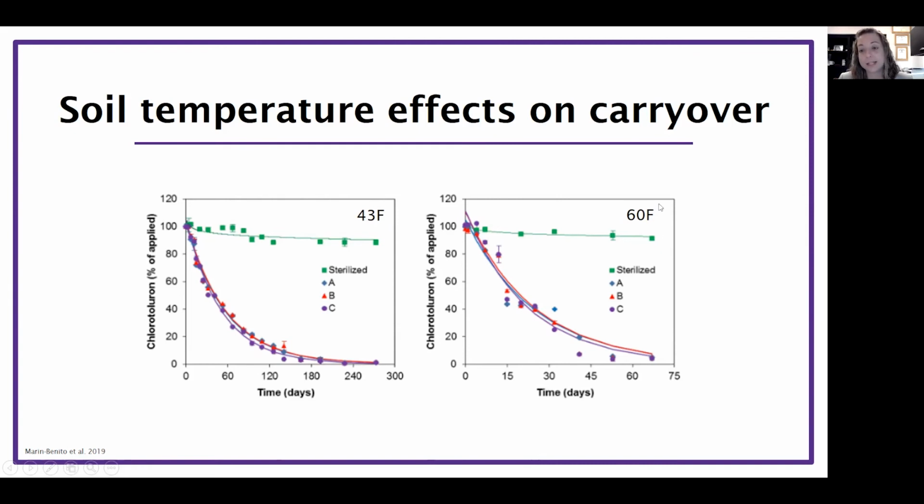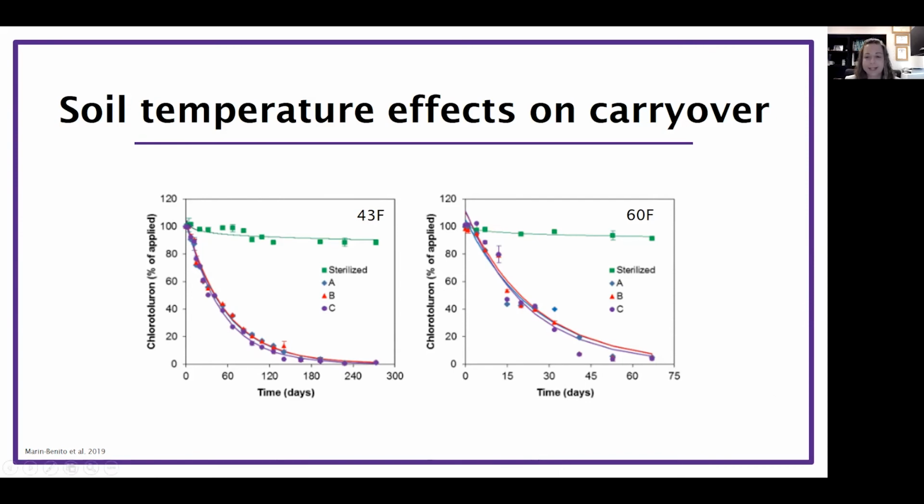But I'll say here at the outset that 60 degrees Fahrenheit really isn't the ideal temperature for most soil microorganisms. We'd want to see another 15 or 20 degrees added to that, to hit about 75 or 80, when we really think about that peak temperature for activity for a lot of microorganisms that break down herbicides.